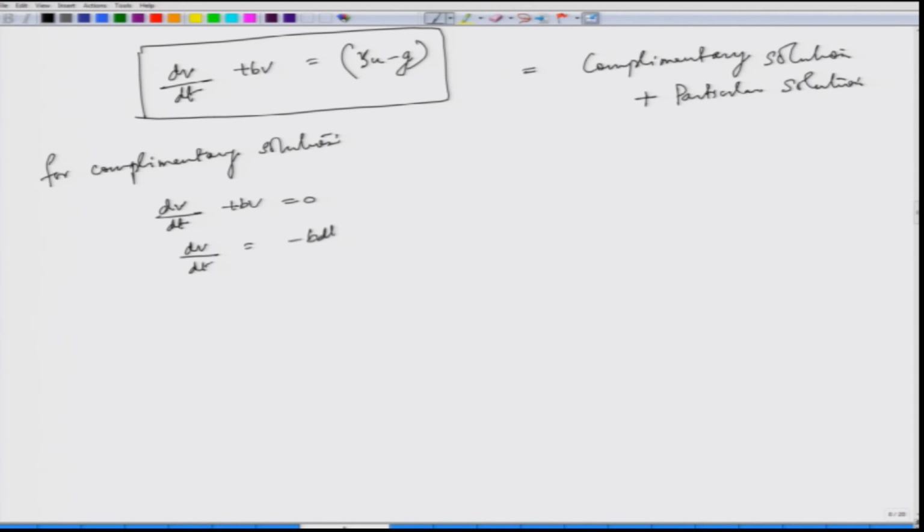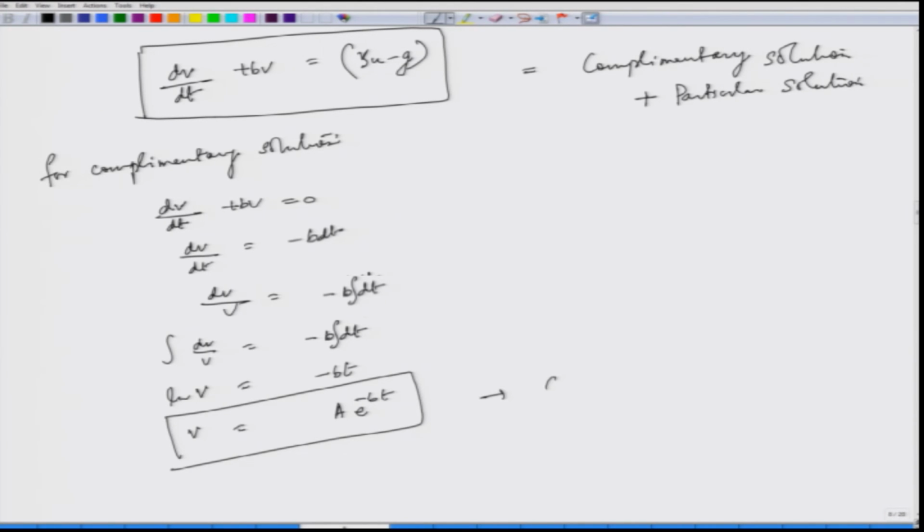equal to minus bv, which is dv by v equals minus b dt, and I can integrate over time. So, ln v is minus b times t, and my v is given by some constant times e to the power minus b t. So, this is my complementary solution.